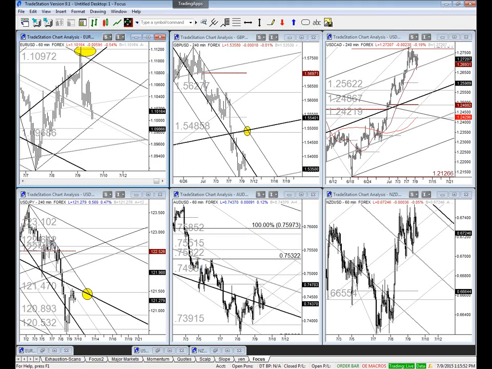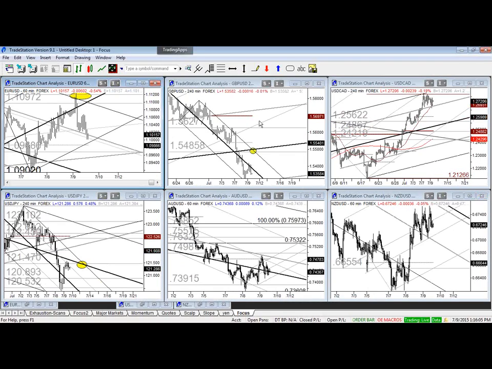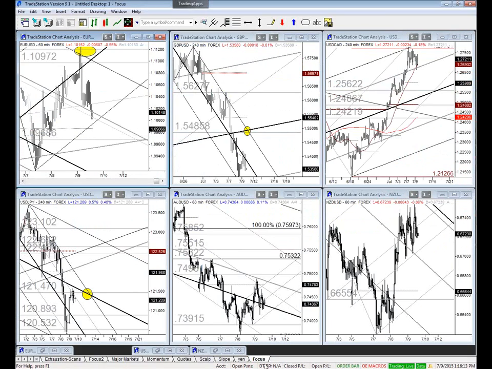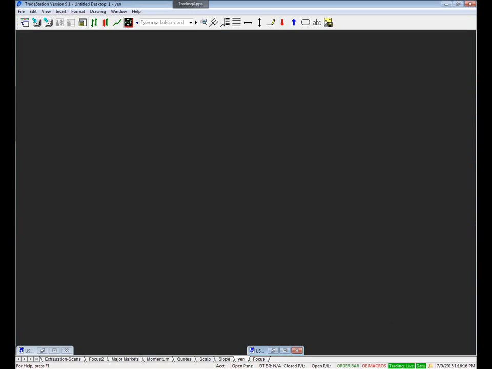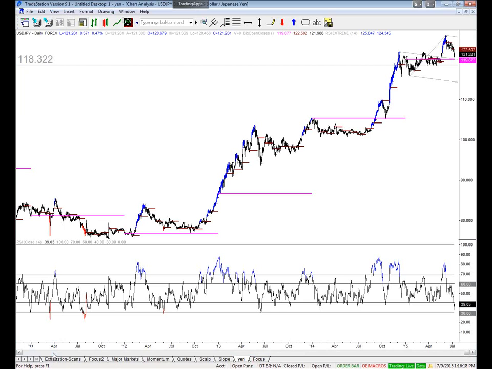But let's get started. First things first, yen. Obviously, these are the short-term timing charts that I'm looking at here. The dollar yen, I touched on this yesterday in the swing update, but notice how this is the chart that was shown.